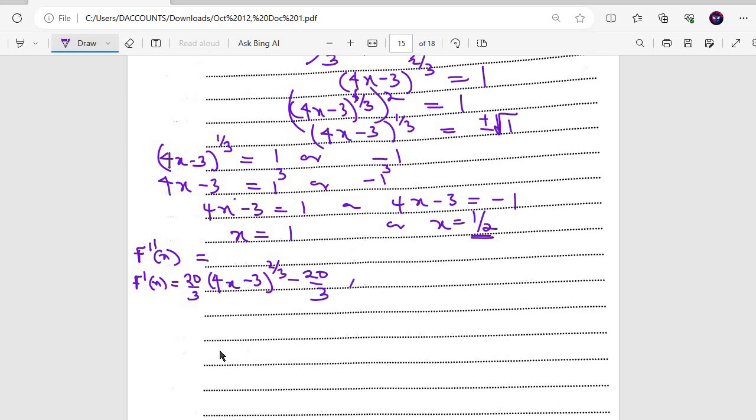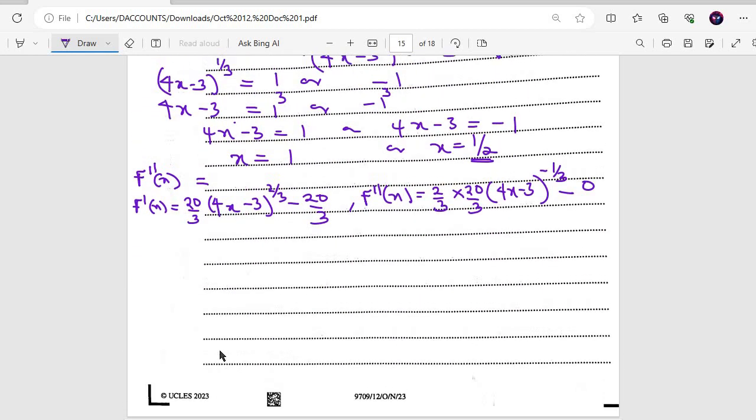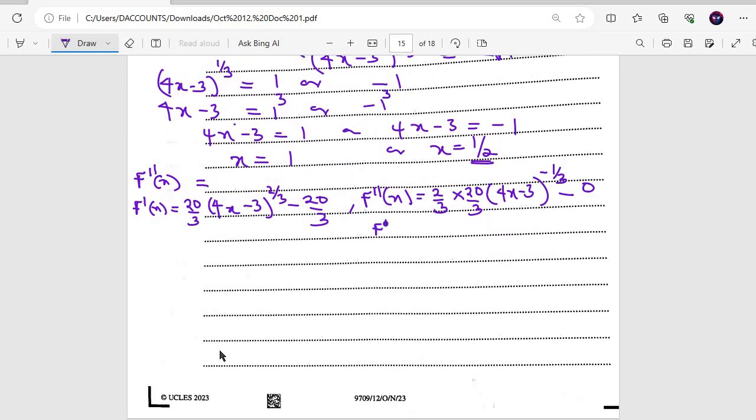So the second derivative will be, like we did the first one, 2 over 3. The power shifts to the front of the function, subtract 1 from the power, that gives us minus 1 over 3. When you differentiate the constant minus 20 over 3 we have 0. So the second derivative is 40 over 9 (4x - 3) raised to the power minus 1 over 3. That's the second derivative.